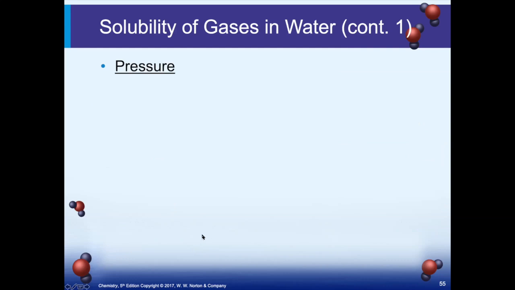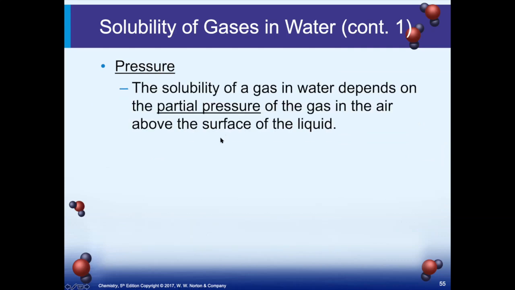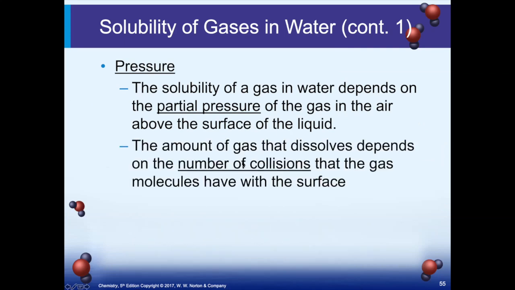Now let's talk about the impact of pressure. In that case, what you need is collisions. You need the gas molecules to collide with the surface of the water. And we know that pressure is related to the number of collisions. That's essentially one way to think about pressure. So the solubility of a gas in water depends on the partial pressure of the gas in the air above the surface of the liquid, the water. It's proportional to the number of collisions, so the amount of gas that dissolves depends on the number of collisions that the gas molecules have with the surface.